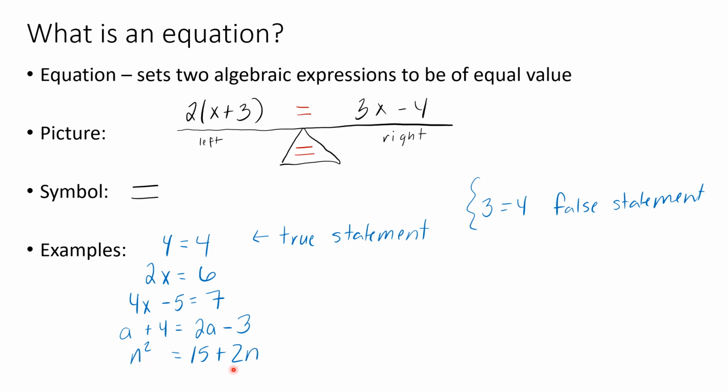So you can have squaring going on in your equations. You can have the variable on one side of the equal sign, or you could have the variable on both sides of the equal sign. None of that is going to change our definition of an equation or our solution to an equation. So those are some examples of equations right there.